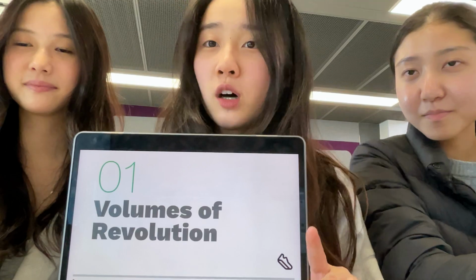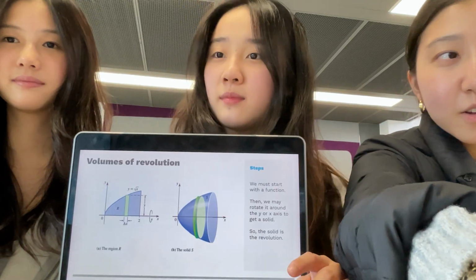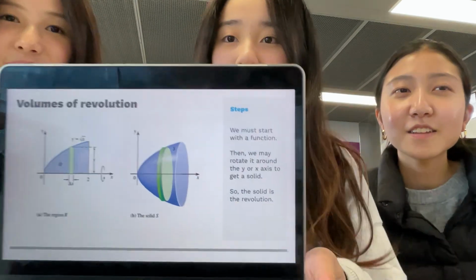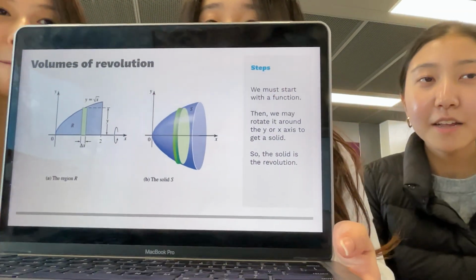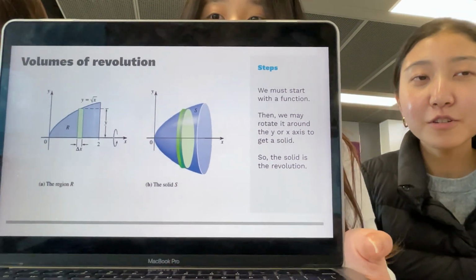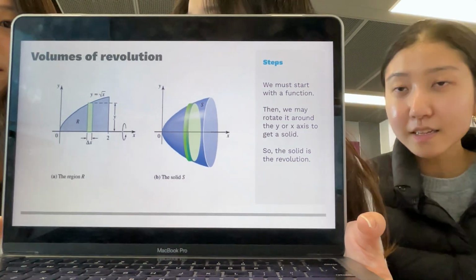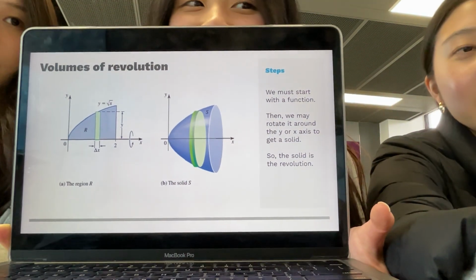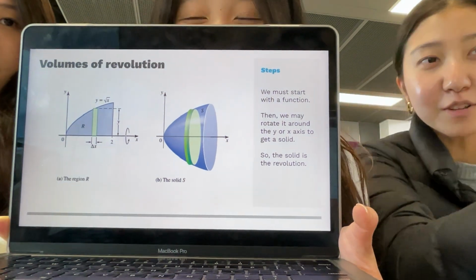So number one, volumes of revolution. Basically, you must start with a function, and then you can rotate it around the y or x axis and get a solid. This solid is your revolution, and you're trying to find the volume of this revolution.